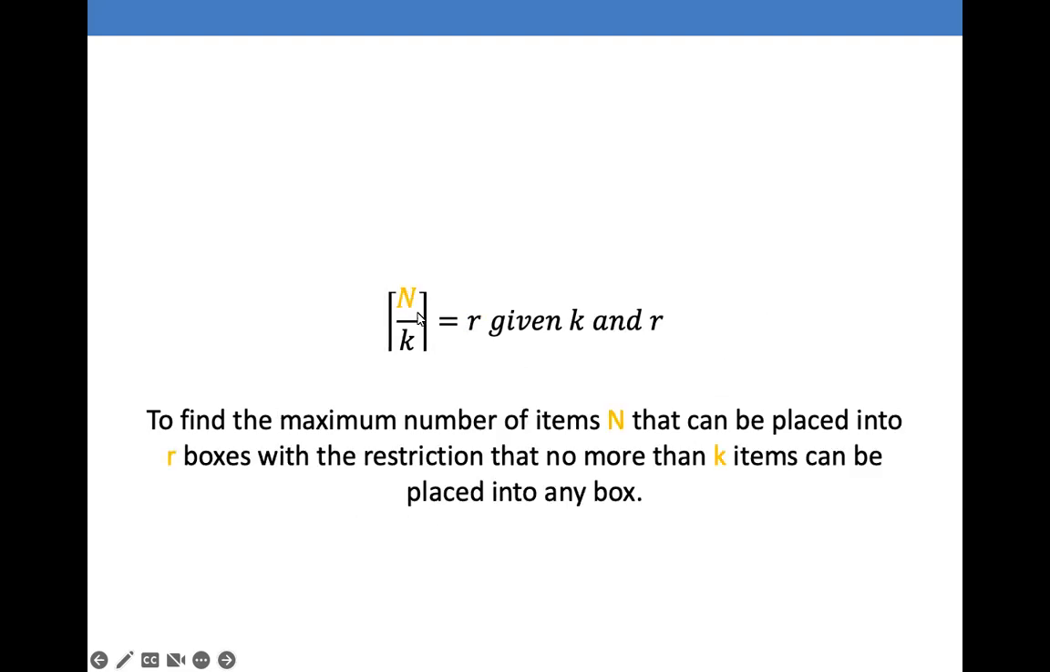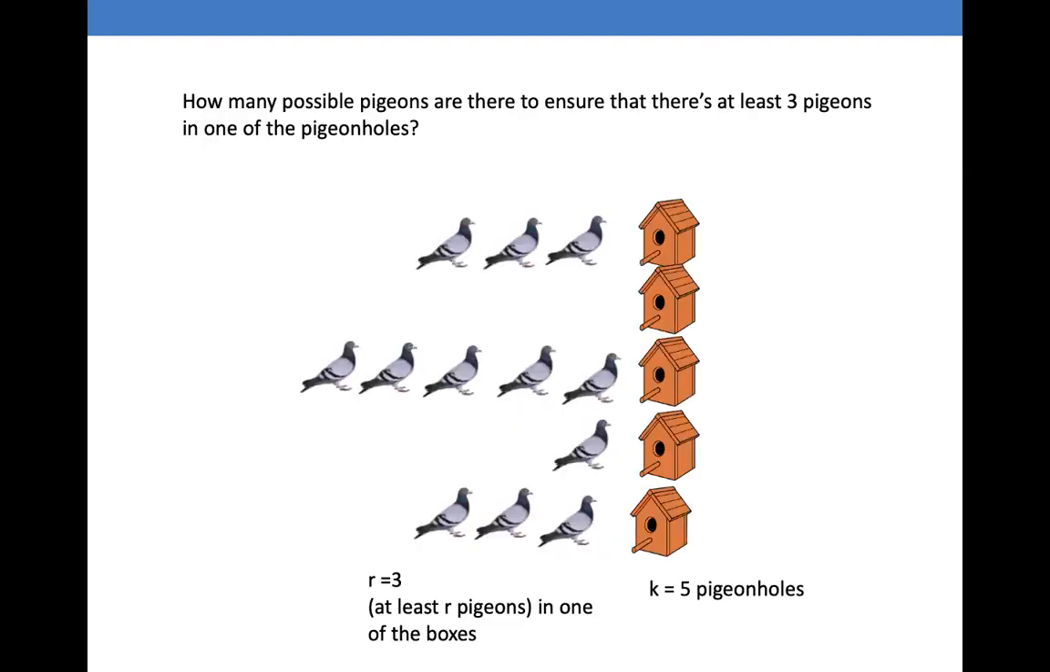There are also some problems wherein we are concerned with the n. Given the k and the r, we must find the n. So n is the maximum number of items that can be placed into the boxes, with a restriction that no more than k items can be placed into any box. We can understand it better with this illustration.